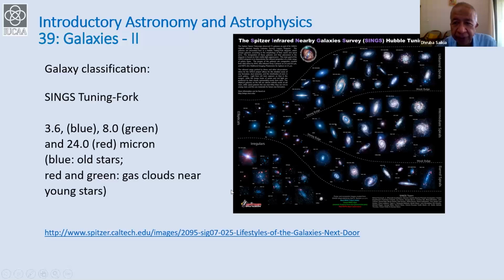And this is the Spitzer Infrared Nearby Galaxy Survey, which is one of the very well-known surveys in the near infrared region. I put some references over here so that you can look at it in more detail later. Here, actually, we don't see in the infrared, but they have false colored it from observations at different wavelengths in the infrared region. So 3.6 microns is a shorter wavelength, 8.0 is longer, and 24 is the longest, okay? In addition to stars, these also trace gas clouds near young stars. So you can read a lot more about it, but I just wanted you to be aware of that.